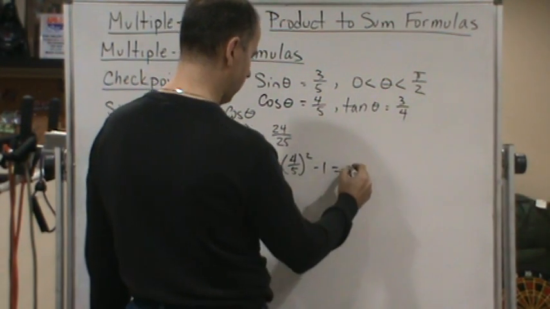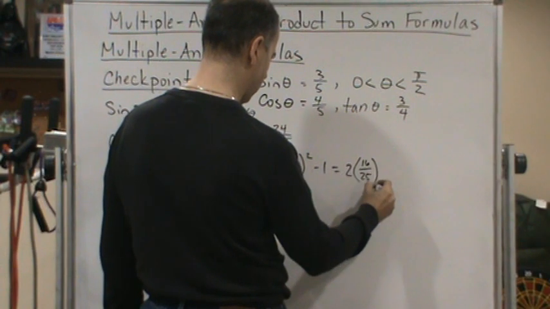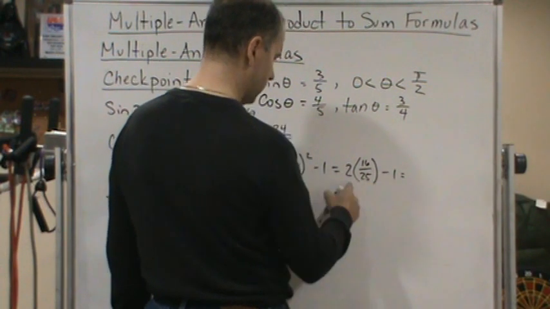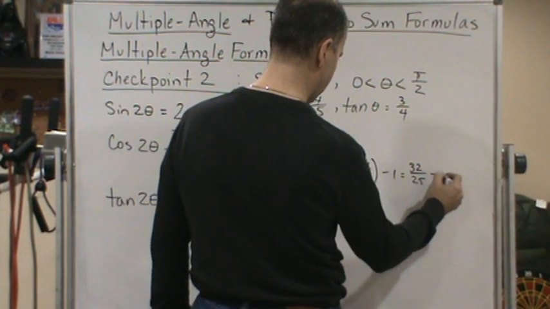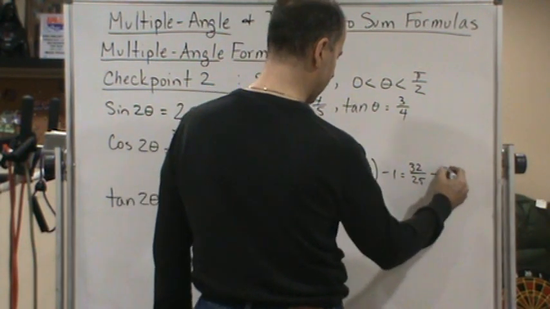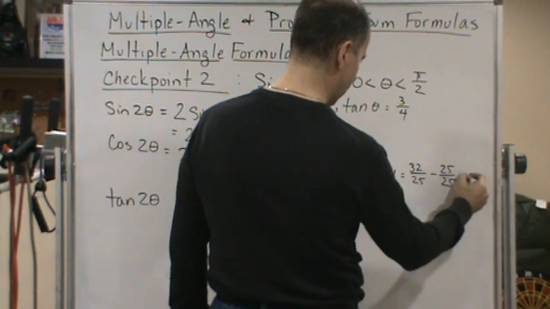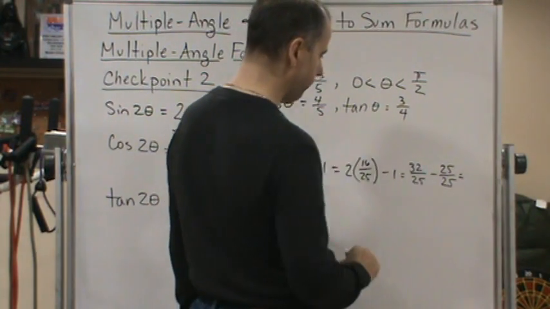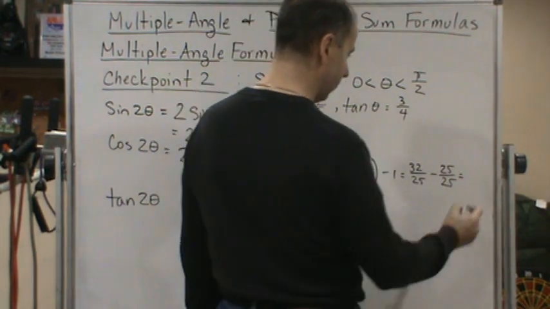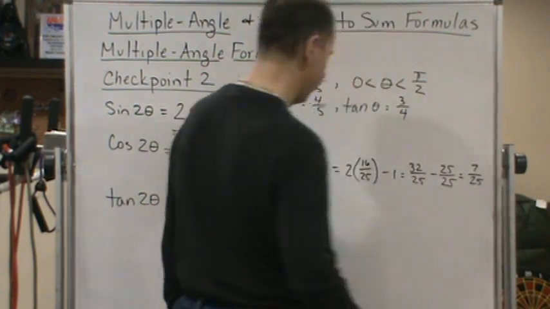So this is going to be 2 times 16/25 minus 1, which equals 32/25 minus 1, which we could write as 25 over 25, right? And so if we simplify this, 32 minus 25 is 7. So it's 7/25.